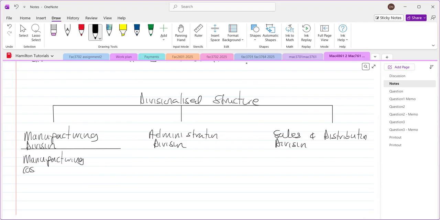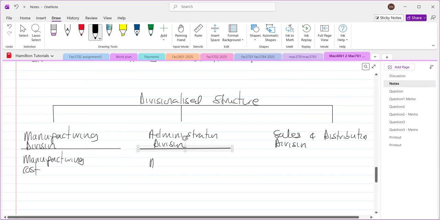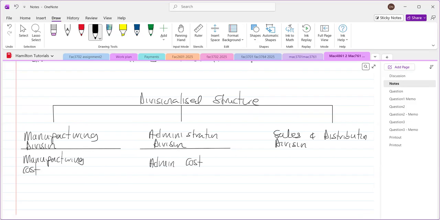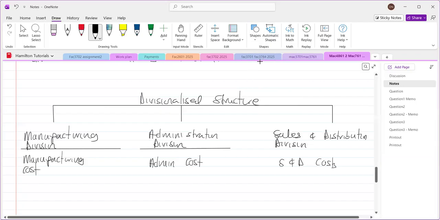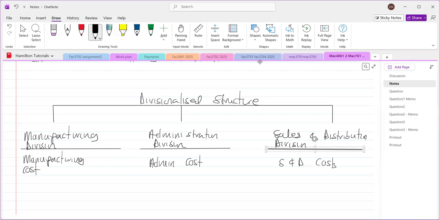So any cost incurred on the manufacturing division will be known as a manufacturing cost. This here will give you admin costs, administration in full. This here will give you sales and distribution costs. So we are saying the classification of costs, or the grouping of costs, is determined by the division where the cost is actually incurred, where it comes from.